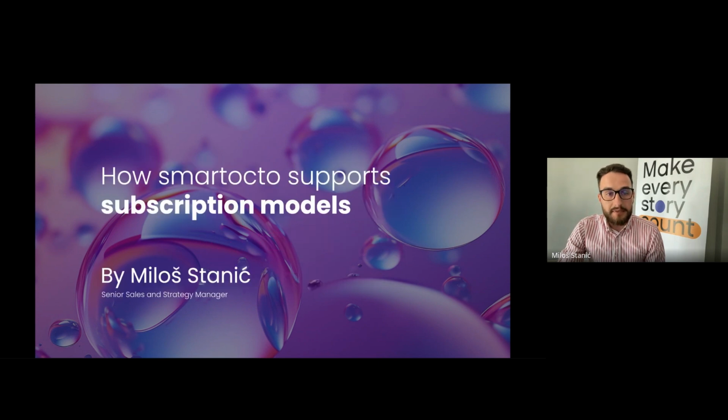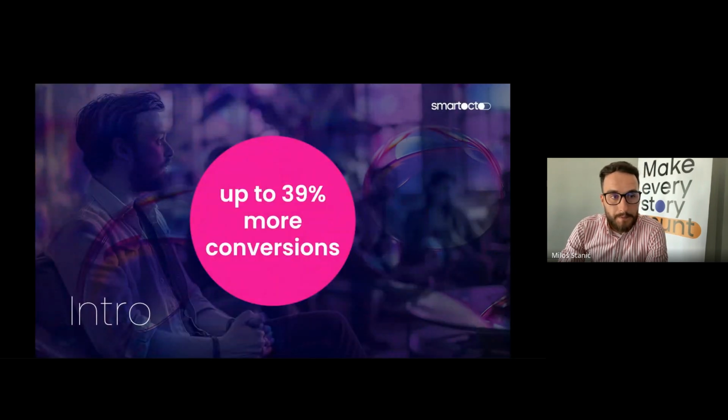And the first one up is how SmartOcto supports subscription models, or how it supports the newsrooms that are operating on reader revenue. What we want to tell you first as a key benefit, or as an ultimate goal with SmartOcto, is that you can reach up to 39% more conversions.